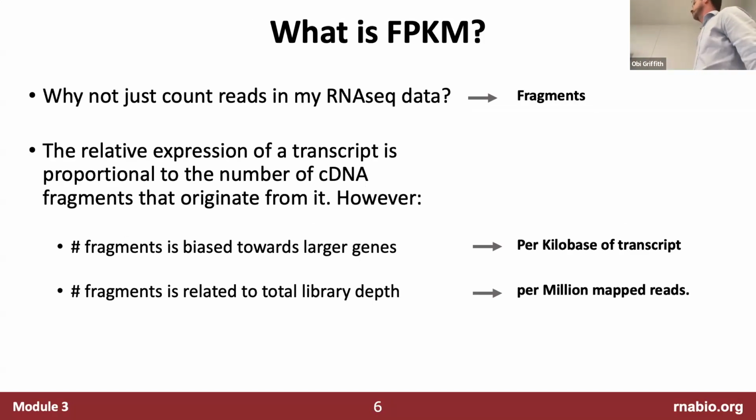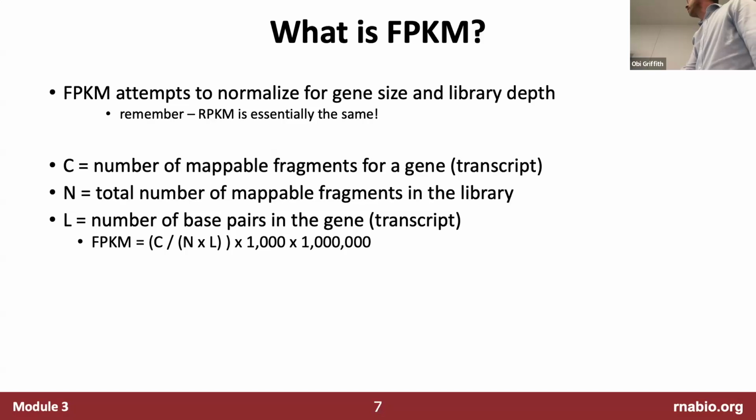And this is just explaining what I just said, right? So why not just count the reads? It's because you have different gene sizes and different library depths. So you're going to normalize for the size of the gene or transcript and for the size of the library. And so we can define a simple formula where C is the number of total mappable fragments for a gene, N is the total mappable fragments in the whole library, L is the number of base pairs in the gene, like the gene or transcript size, and then we could just calculate FPKM with the formula below: C over N times L times 1,000 times 1 million. There's a whole bunch of different ways to represent this formula.